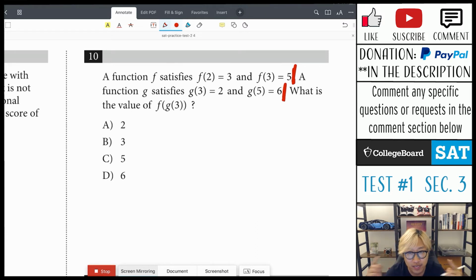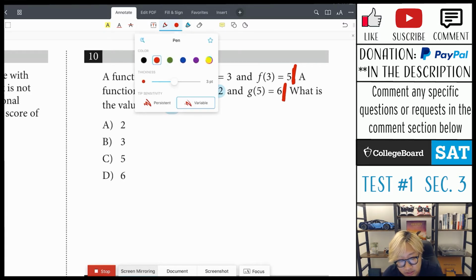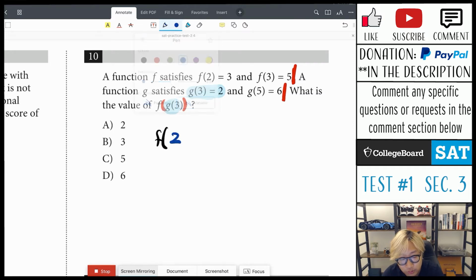First thing first, if you follow PEMDAS, the parentheses, exponents, multiplication, division, addition, subtraction, let's do the parentheses first here. So the parentheses is this part right here. What is g of 3? G of 3 is right here. It's basically just a 2. So this thing is just simply f of 2, because g of 3 is 2. And now what is this f of 2? Well, I read it over there. Where? F of 2 is right here. It's 3. So the answer is just 3.